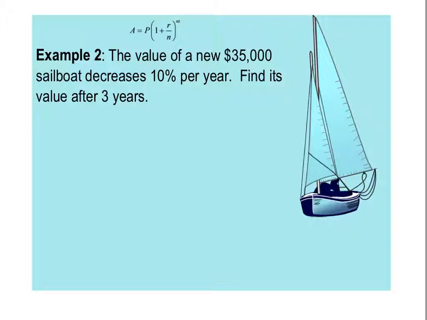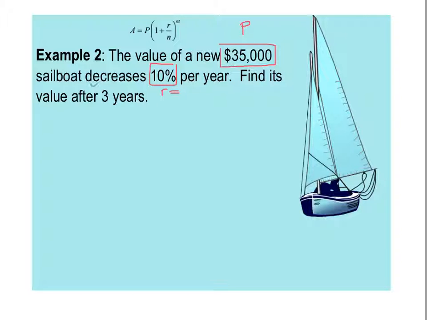Example 2: the value of a new $35,000 sailboat decreases 10% per year. Find its value after 3 years. Okay, so let's identify our variables first. So we start out, our initial cost of the sailboat or value of the sailboat is $35,000. That's our P. I see a percent here, that's our rate. First of all, it needs to be converted into a decimal. So that's going to be 0.1.